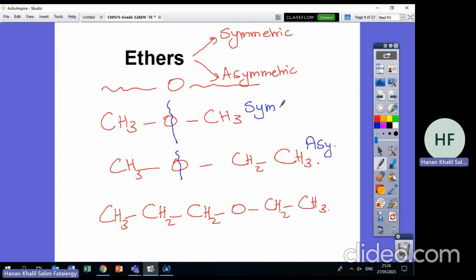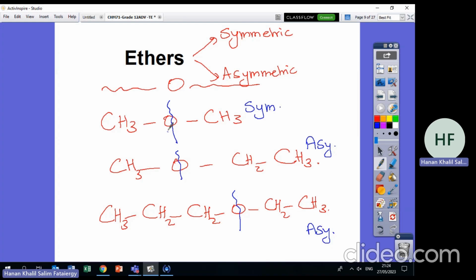This is symmetric type. Here, look through the oxygen. Here we have 1, 2, 3 carbons. Here we have 2 carbons. 2 is not the same as 3, so this is asymmetric. Okay, so these are the two types of ethers.